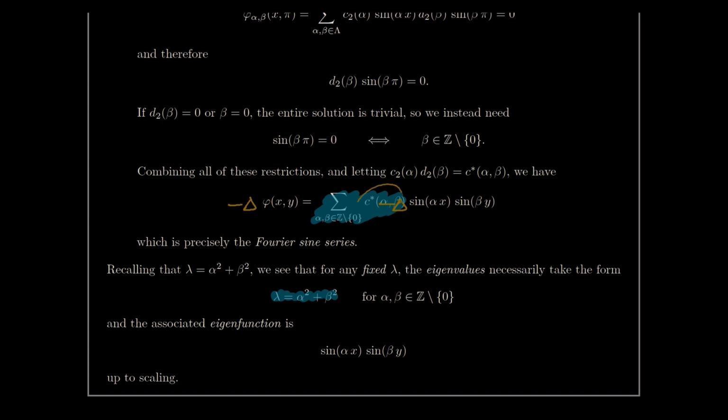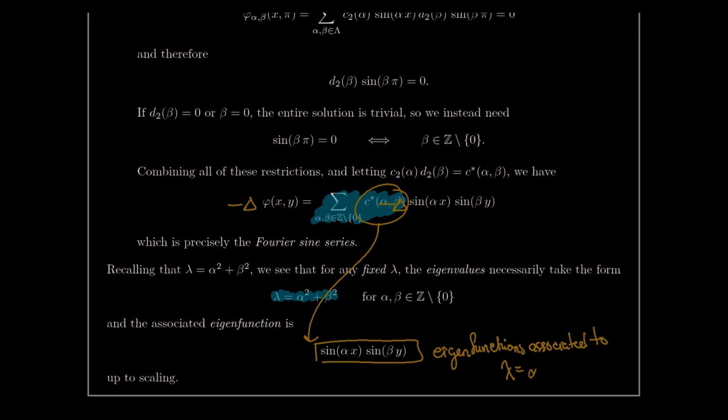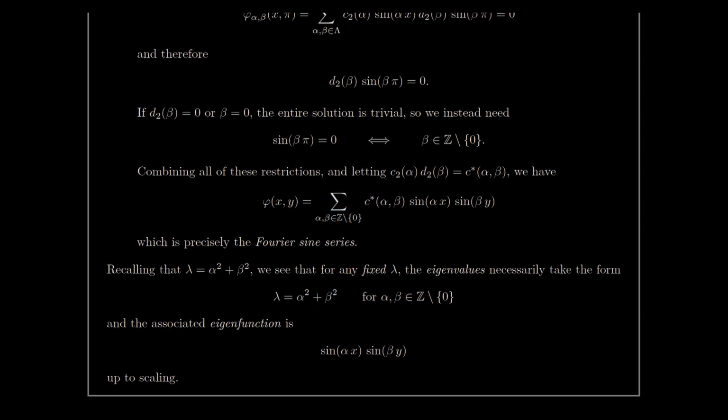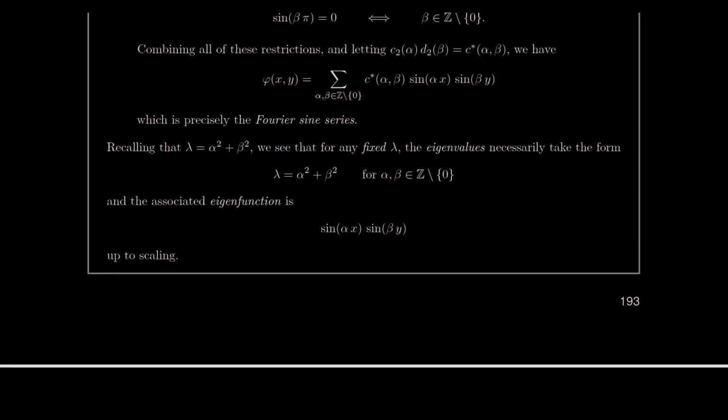You find out that the c's just have to be some form of a constant times sine alpha x sine beta y. So those are going to be your eigenfunctions associated to lambda equals alpha squared plus beta squared. And the alpha and beta can only be in Z minus 0. So that's how we do this with regards to PDEs.